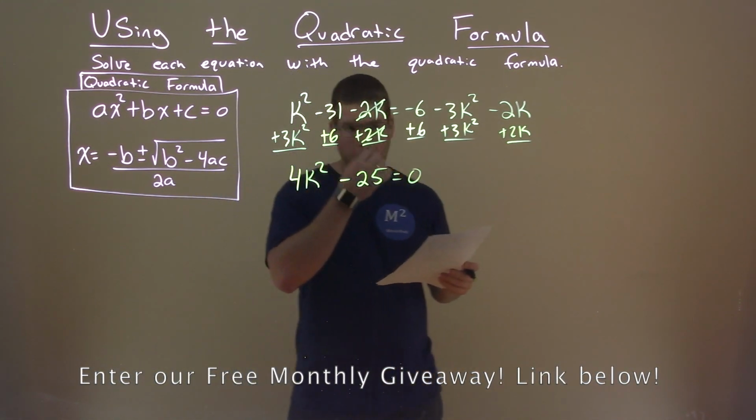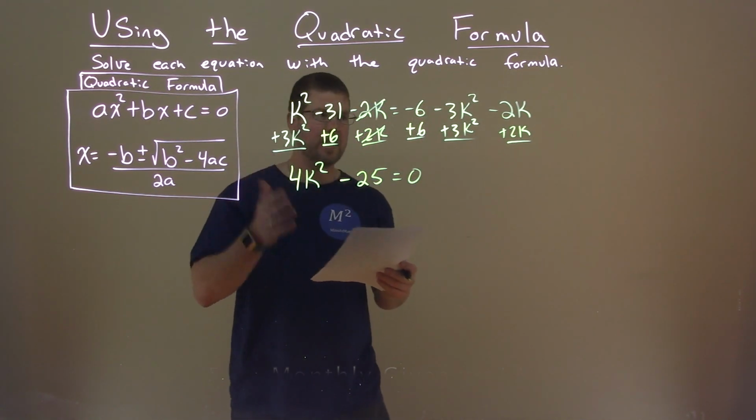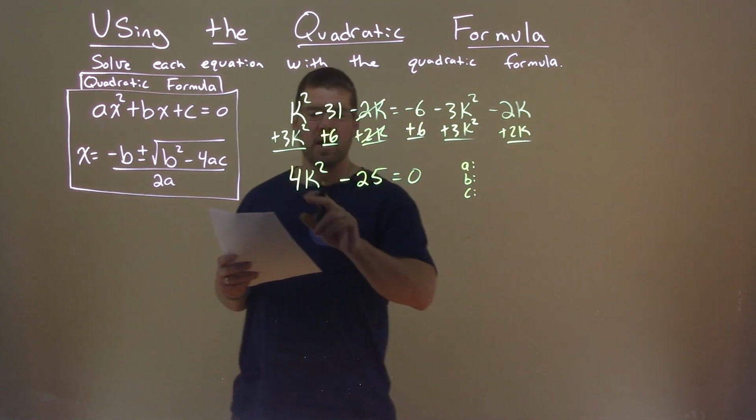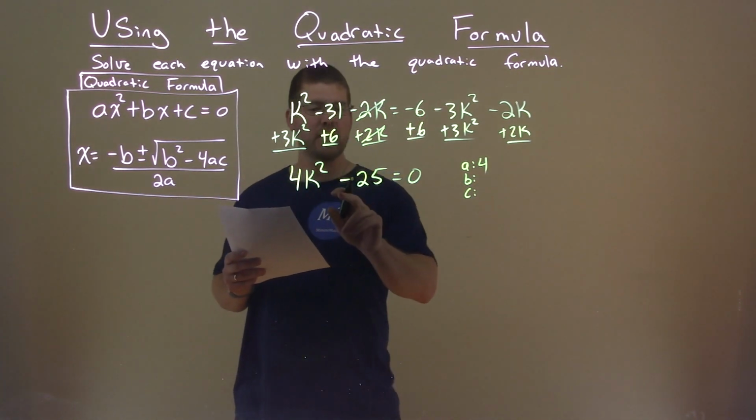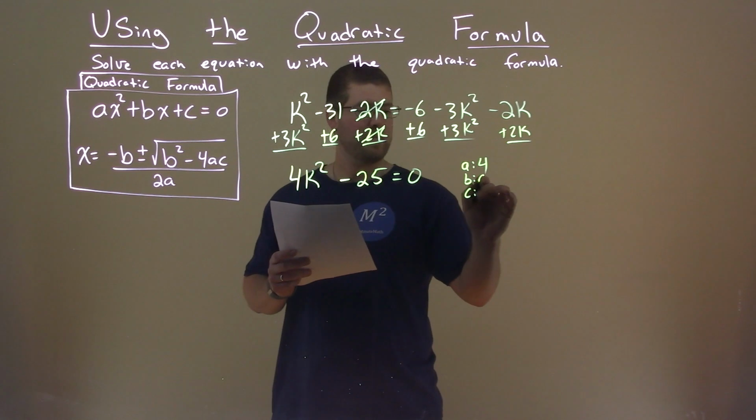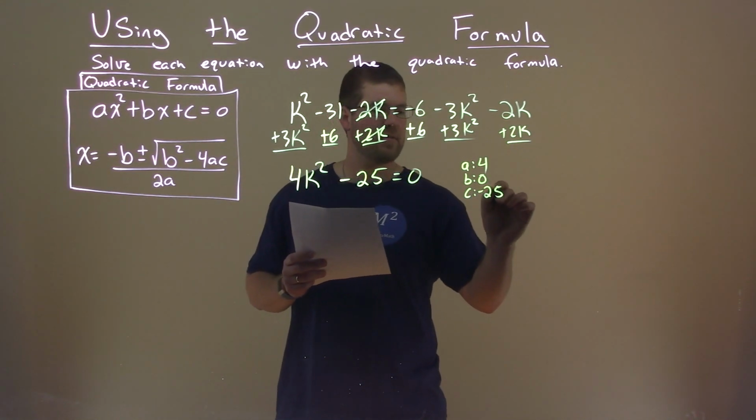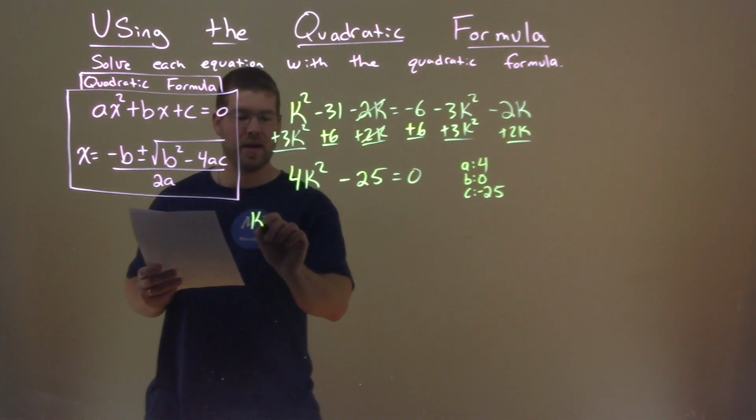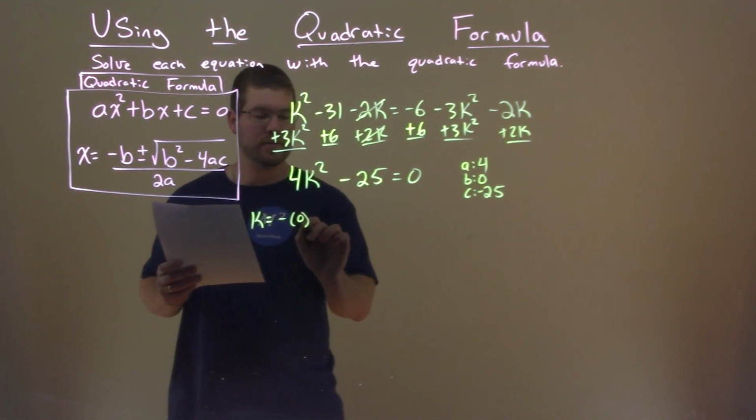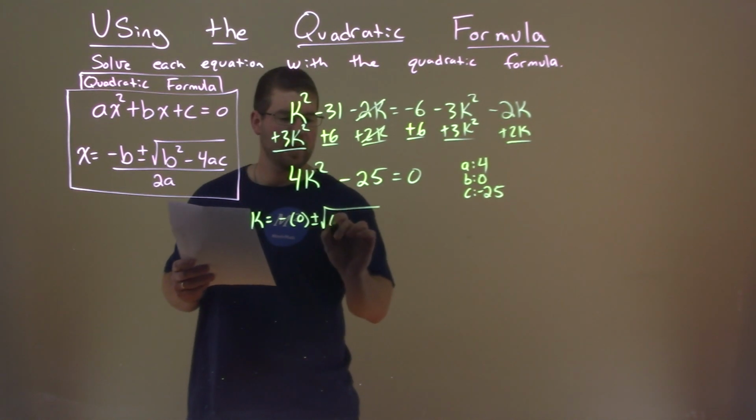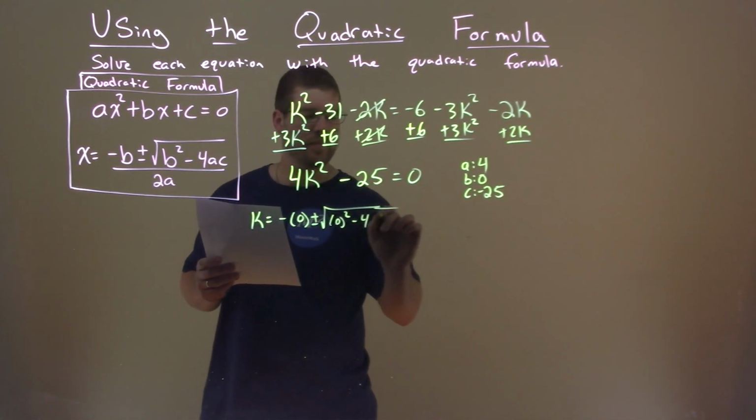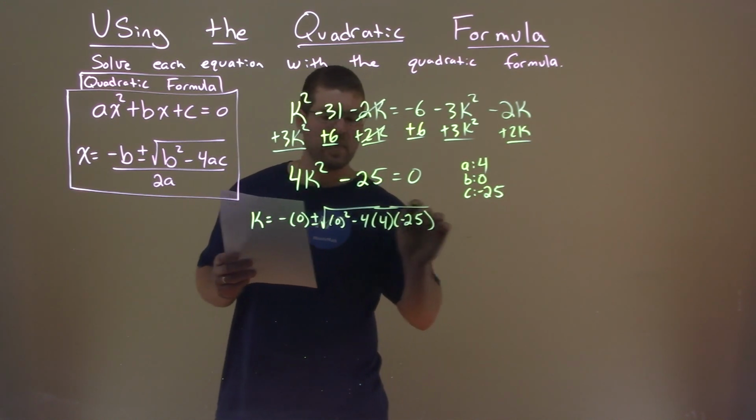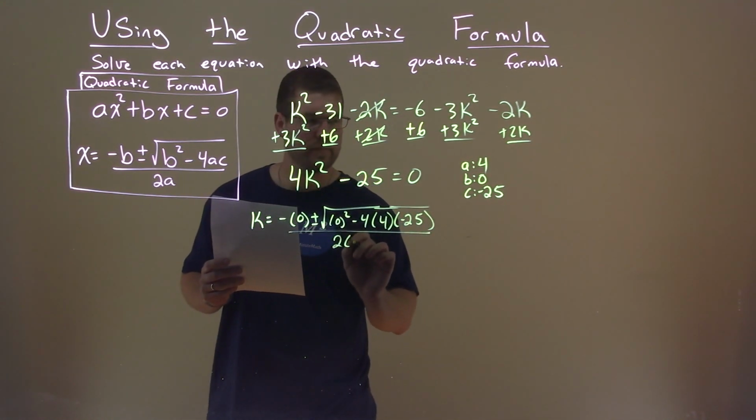That equals 0. So with this information, we need to find our a value, our b value, and our c value. The a value is 4. The b value canceled out, so it's 0. And our c value is negative 25. With that information, we get to use the quadratic formula. So k equals negative b, which is 0, plus or minus the square root of 0 squared minus 4 times a, which is 4, times c, which is negative 25, all over 2a, and that's 2 times 4.